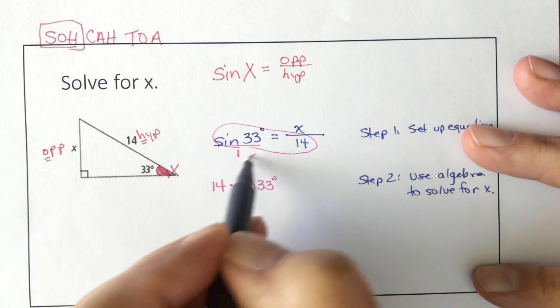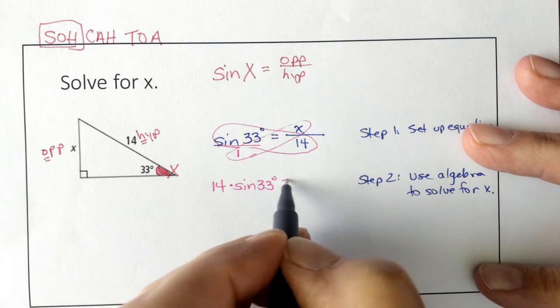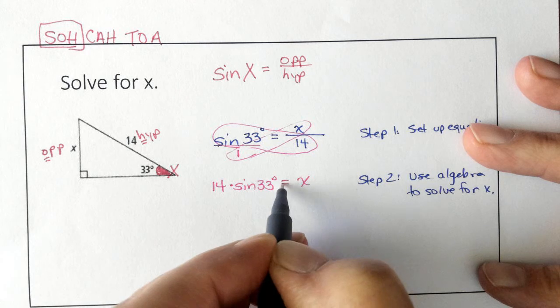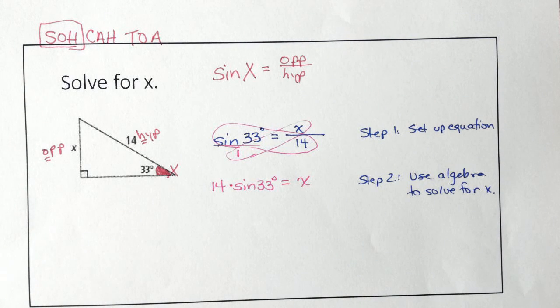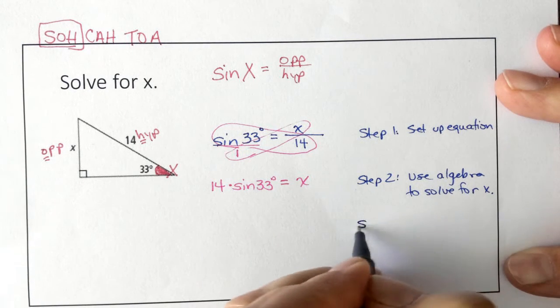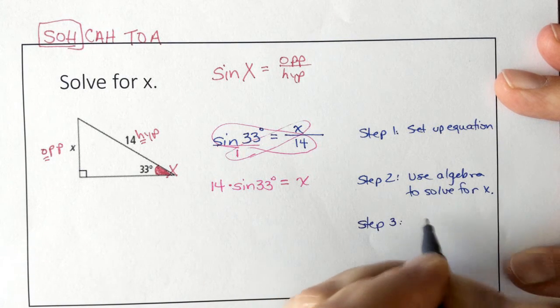And then we cross multiply the other direction. 1 times x is equal to x. Okay? So the good news is we have x on the side by itself. It has been solved. Solving is finished as far as the algebra goes. Step 3 is to simplify.